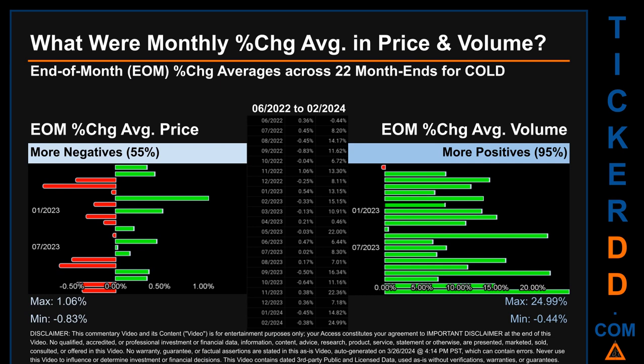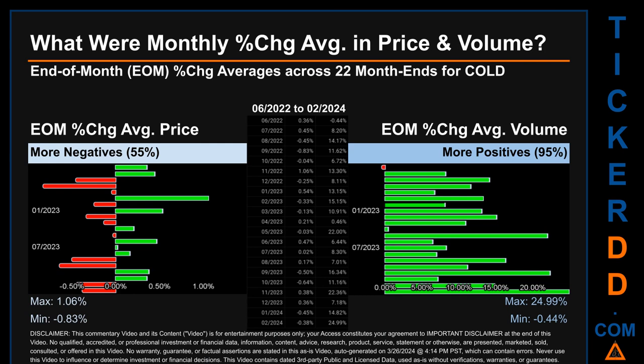From 06/2022 to 02/2024, out of 22 month ends, 12 had a negative percentage change in average price. Meaning 55% of month ends saw a negative percentage change in average price. In terms of volume, 21 out of 22 month ends had a positive percentage change. That is 95% of month ends saw a positive percentage change in average volume.